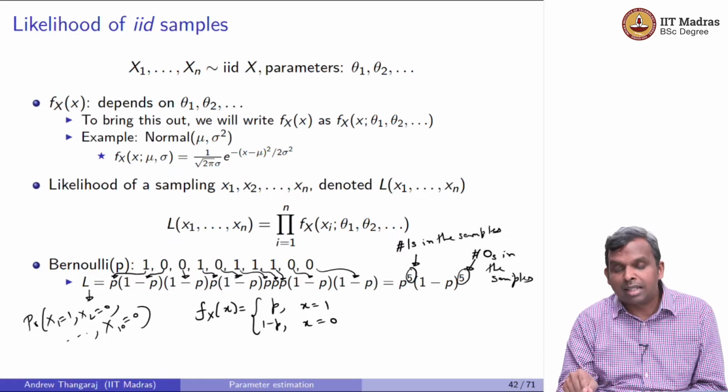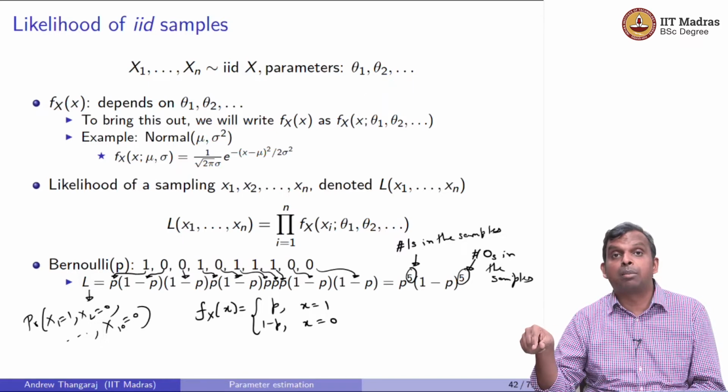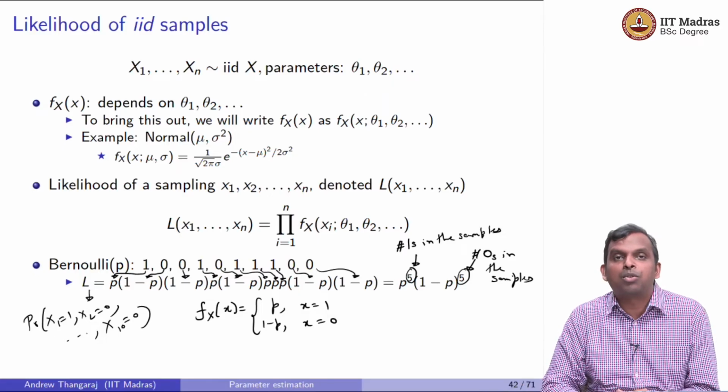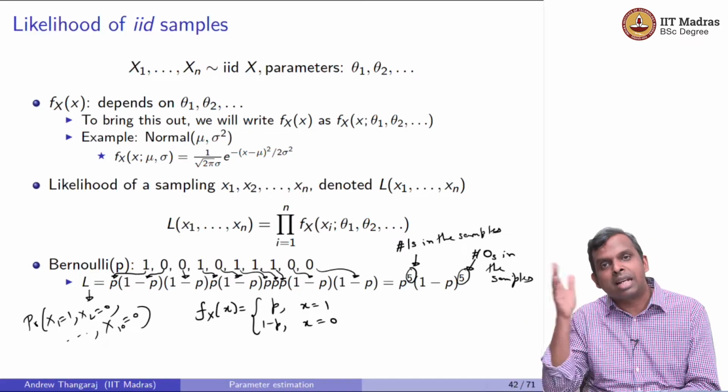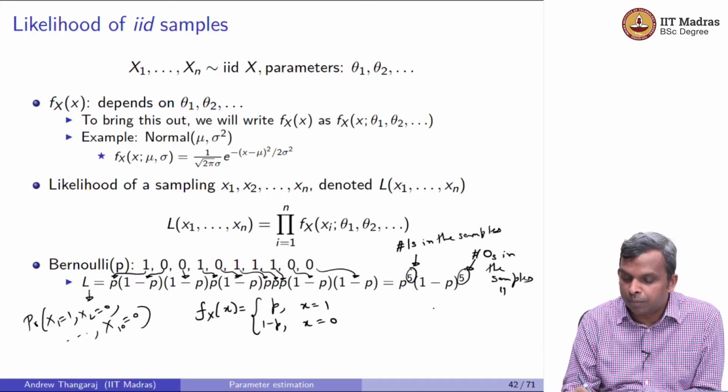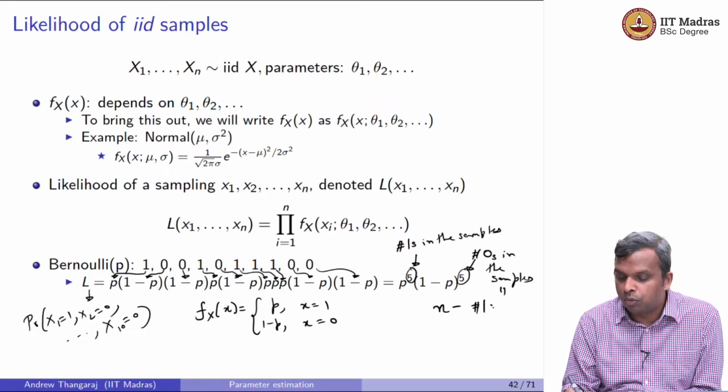Remember, the number of 1s in the samples plus the number of zeros in the samples is equal to the total number of samples. So it's enough if you count the number of 1s. What is the number of zeros? It's n minus the number of 1s. That's easy enough for you to see: n minus the number of 1s.